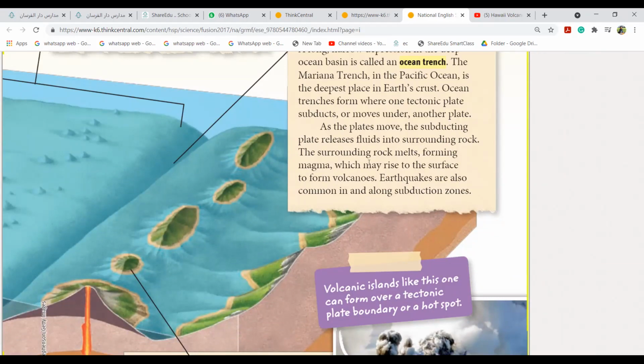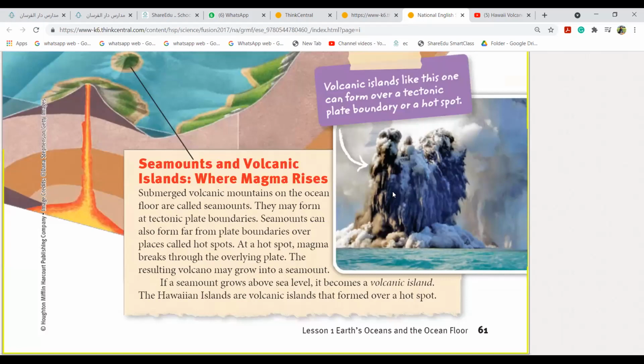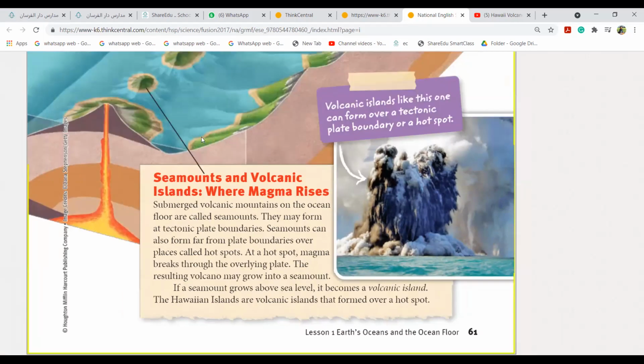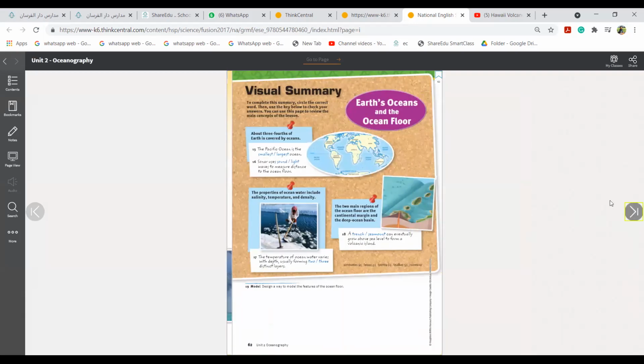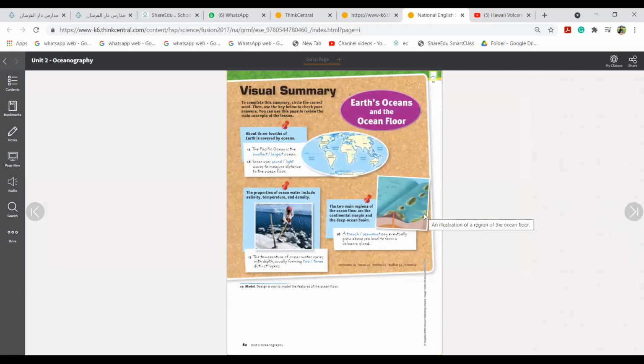I've shown you clear pictures, girls. Earthquakes are also common in and along subduction zones. Submerged volcanoes on the ocean floors are called seamounts. They may form at a tectonic plate boundary. Seamounts can also form far from plate boundaries over places called hotspots. At a hotspot, magma breaks through the overlying plate. You know the plates we are talking about, which were one over the other, they break and they form a hotspot. And you have seen the biggest hotspot of Hawaii.